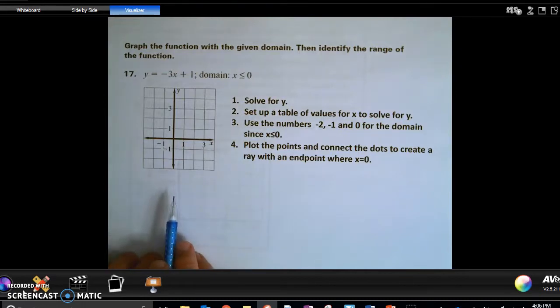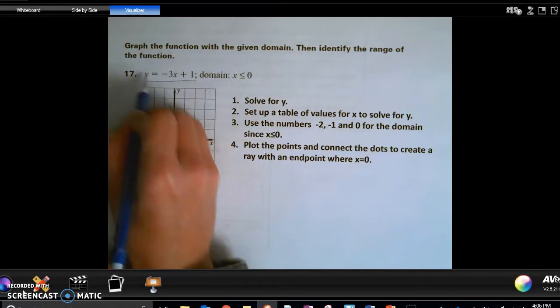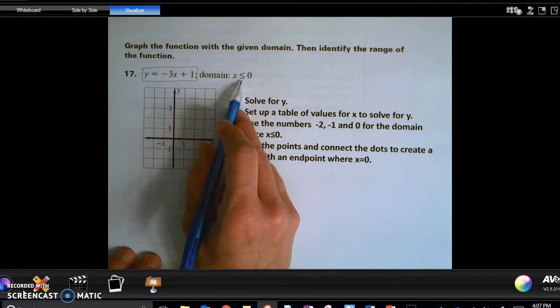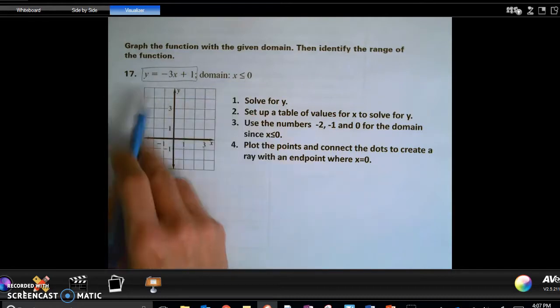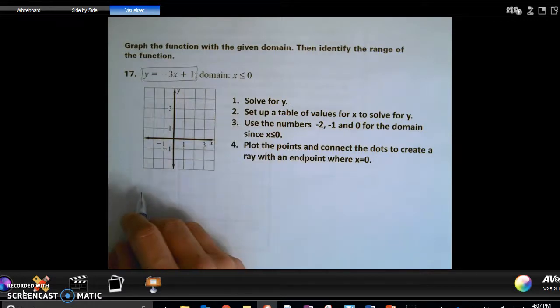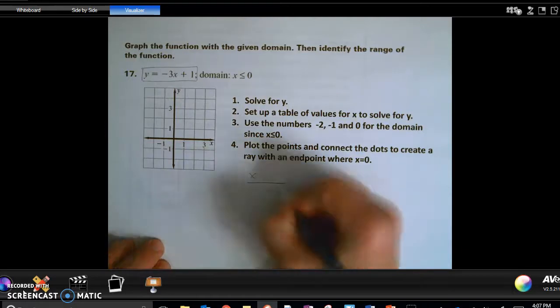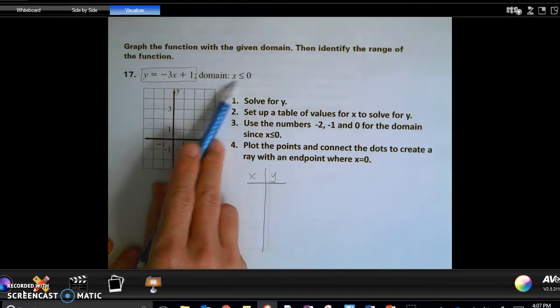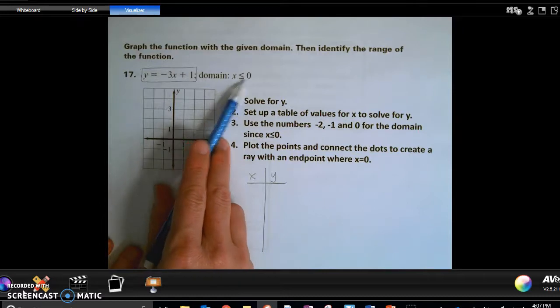Sometimes I'll be asked to graph a function with a given domain and then identify the range of the function. So here's my function, and my domain says x is less than or equal to 0. So I need to first solve for y, which fortunately has already been done for me, and now I can set up a table of values for x to solve for y. So in my xy table, what I know is that x is going to be less than or equal to 0.